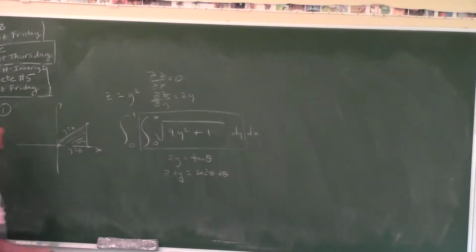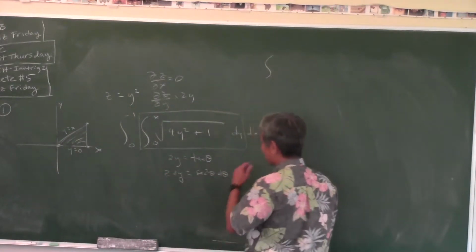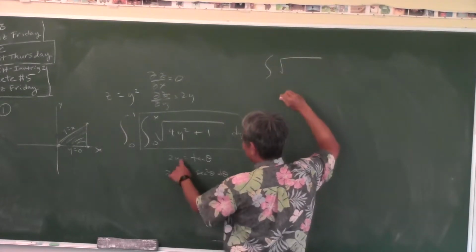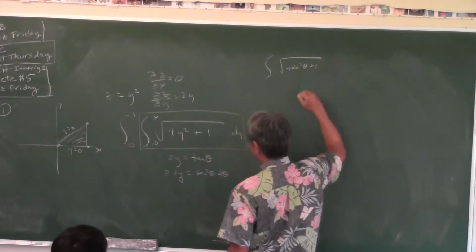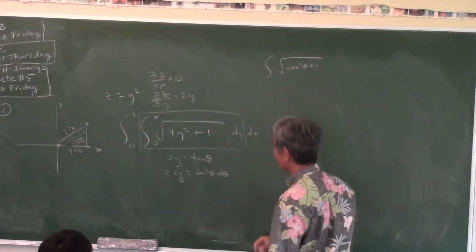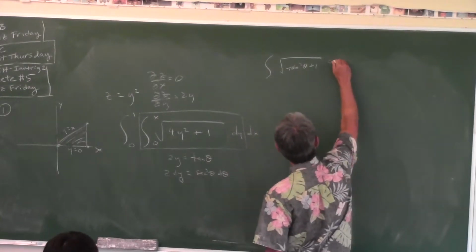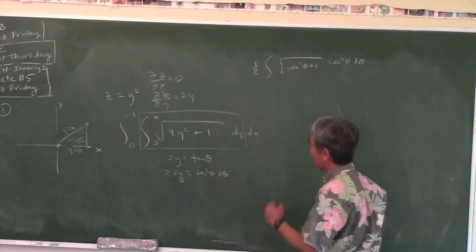Okay, so if I make the substitution there, you get the integral, we're gonna need a lot of room here. The integral of the square root of tangent squared theta plus 1. And what do I substitute for the dy? What is dy equal to? Secant squared theta d theta over 2. I'm going to put the 1/2 on the outside.